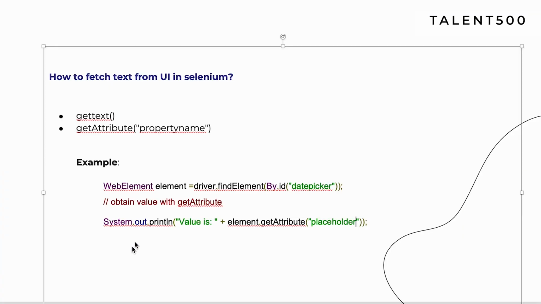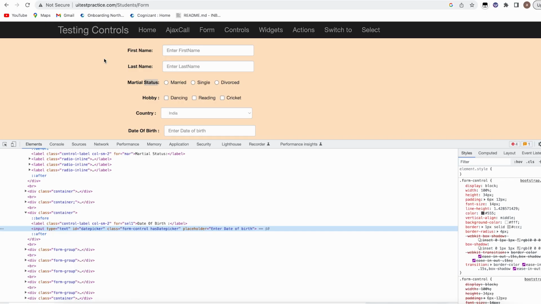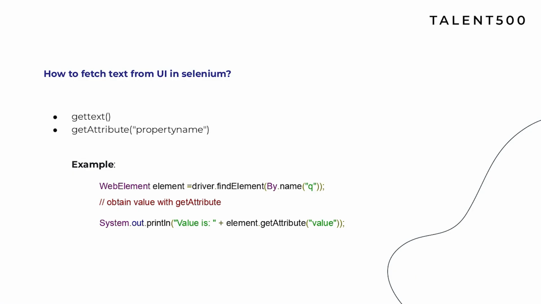Get text will always be the first priority. Try to use get text. If get text doesn't work, any time it doesn't work as expected, in that case you can come over here and use the placeholder. Makes sense, right? So either get text or get attribute with the value.